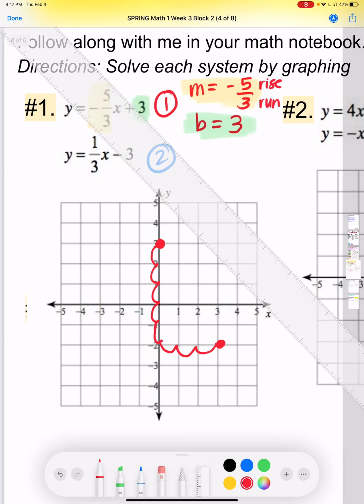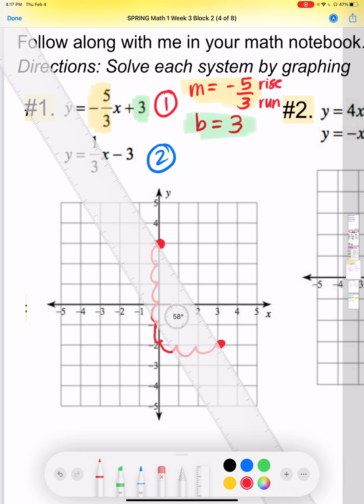Last thing to do is to connect them with a straight edge. Make sure you are using a straight edge as you're doing this activity. That's super, super important.